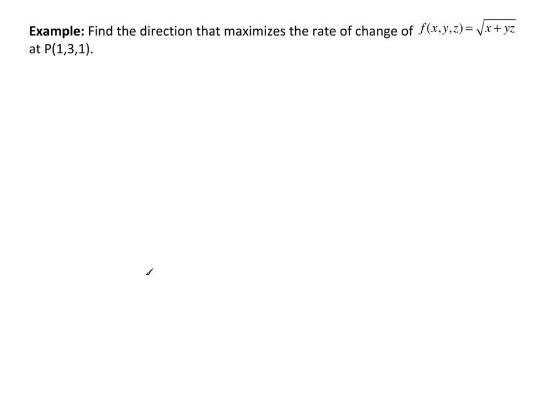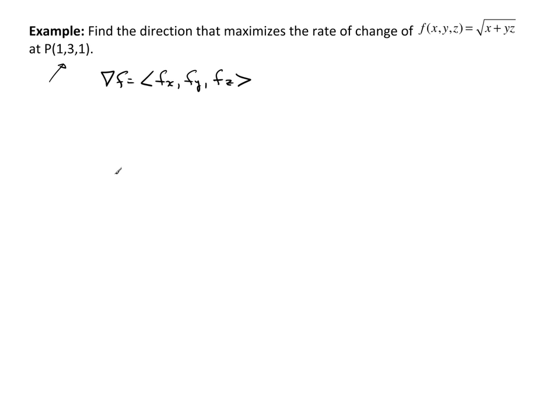So let's look at an example now. I want to find the direction that maximizes the rate of change of f(x, y, z) = the square root of x plus yz, specifically at this point. So I know that the maximum occurs in the direction of del f. And of course, del f is equal to the vector: partial with respect to x, partial with respect to y, partial with respect to z.